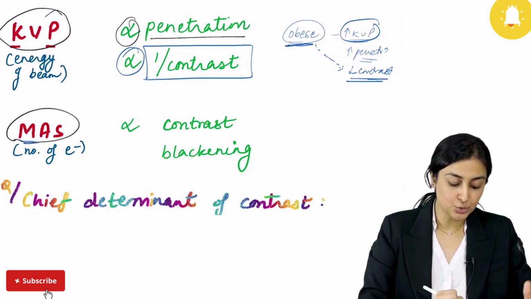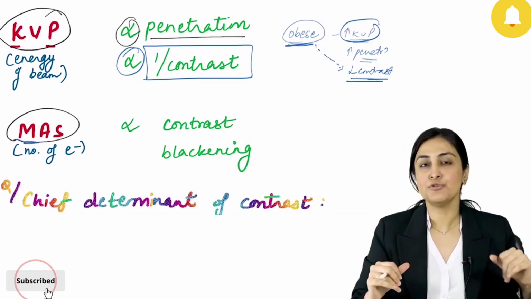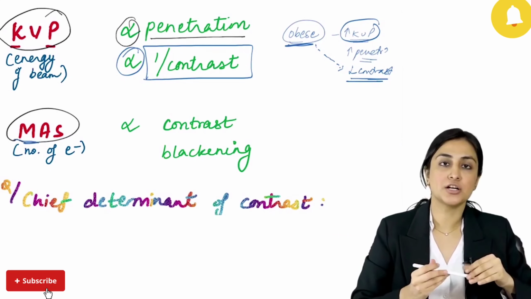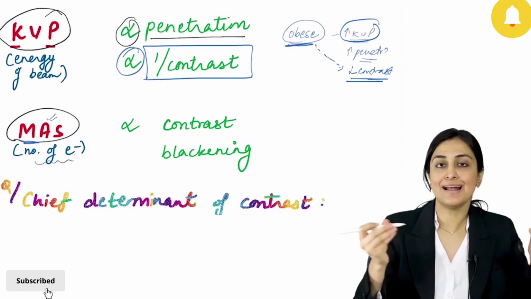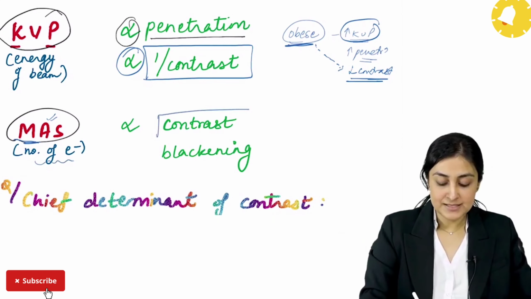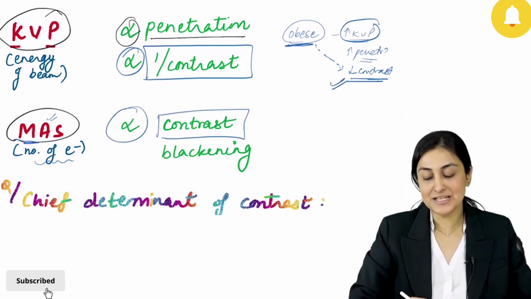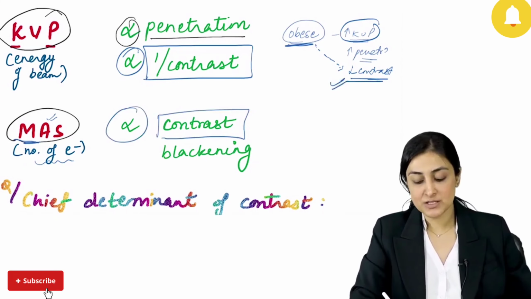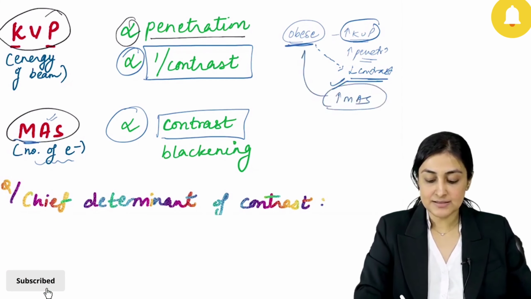We have another tool, which is MAS, milliamperage second. If you remember, ampere is the unit of current. So this determines how many electrons are coursing from cathode to anode, and this is directly proportional to the contrast. So can I say in this obese person, where I want to increase the contrast, the other parameter I can also increase is the MAS.